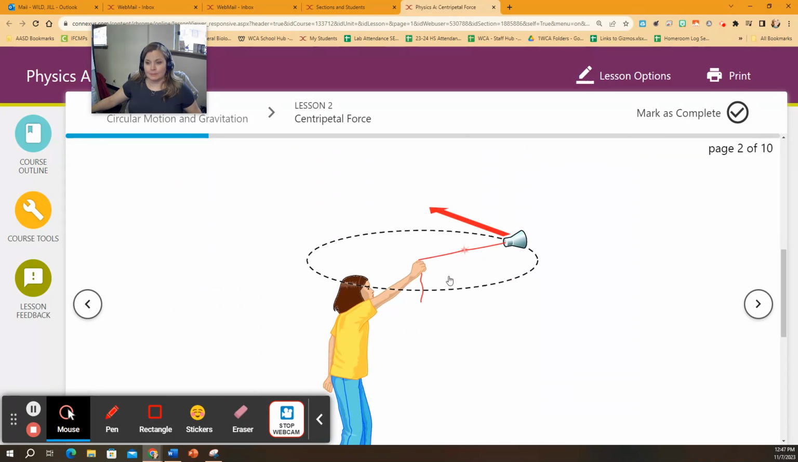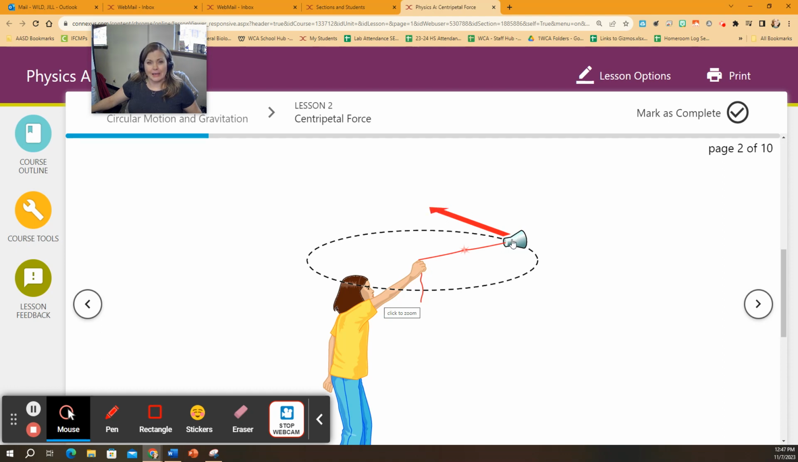So we're looking at this person swinging a cup that's tied to a string in a circle. The only reason the cup continues in the circle is because she's pulling on the string. The amount that she pulls on the string is the centripetal force. If we were to cut the string, the cup would fly off in a line tangent to the circle. That's because the cup's momentum is always tangent to the circle.